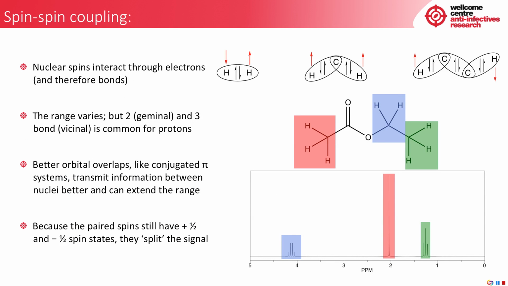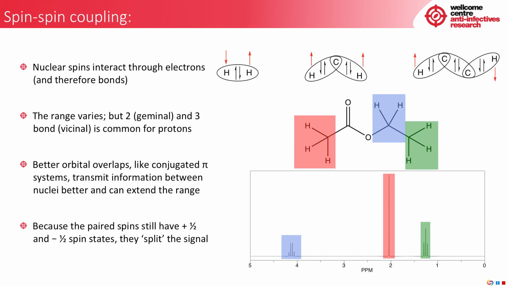We then add an atom and a bond and go to this geminal type system. I'll explain what that means in a moment. Then the principle is the same, but you now want parallel spins, which is favoured. If you take it an atom further, you then end up back in an anti-parallel system. So the range of this varies, but 2-bond, which are called geminal couplings, and 3-bond, which are called vicinal couplings, are common for protons.